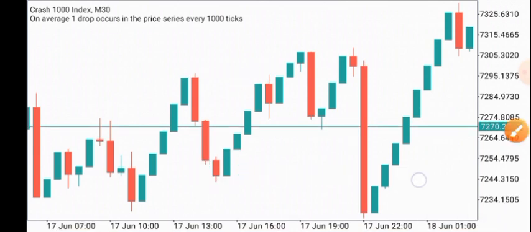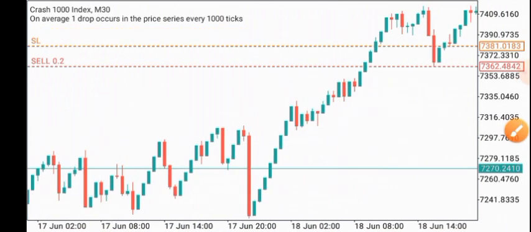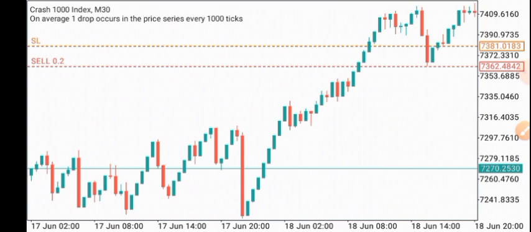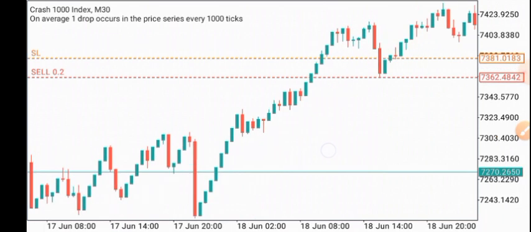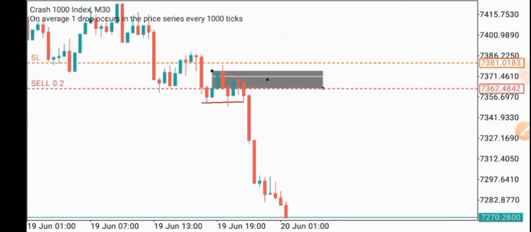So you would have lost this one if you used this other block. You would have lost the trade. So how do you identify and trade a high probability order block?